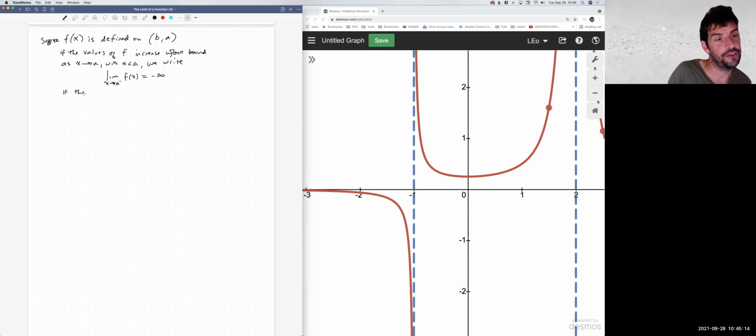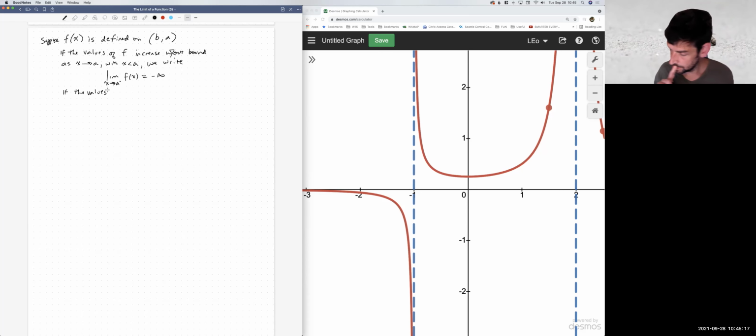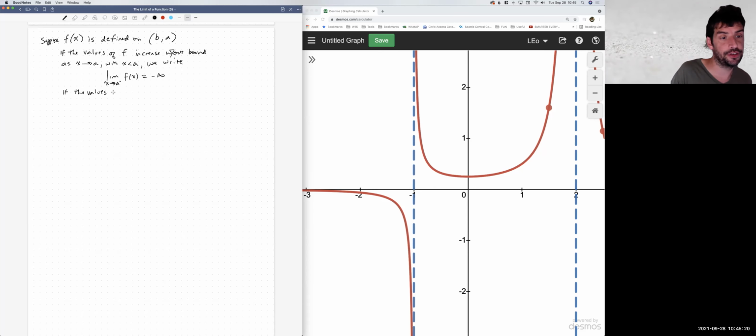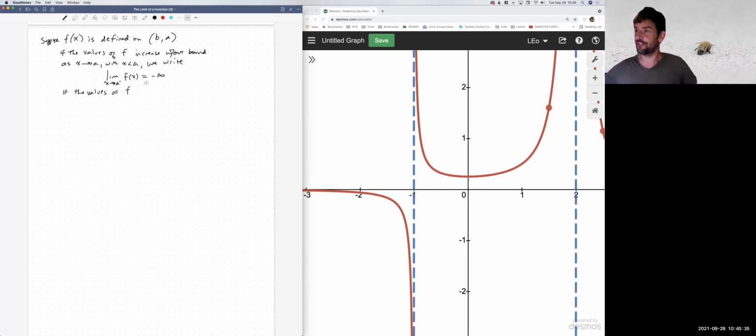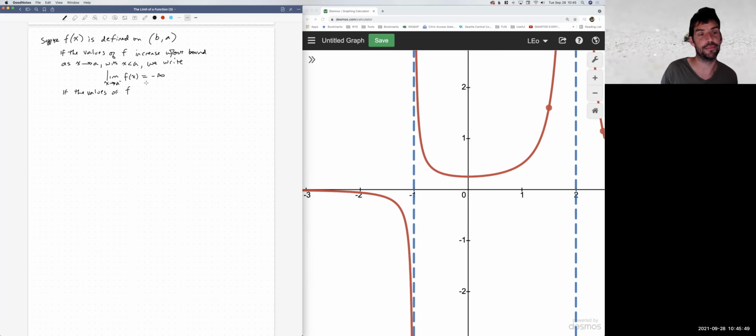If the values of f, so some people use the language decrease. I hate using that language. Even though going in the negative direction is decreasing, I think it's nicer in my head to say increase in the negative direction, because then I understand that it's still big numbers, just which direction they're pointing in, right? The negative isn't really about the size, it's about the direction. Negative a billion is still a huge negative number, not a decreasing number, even though it technically is. So I'm going to write it that way.